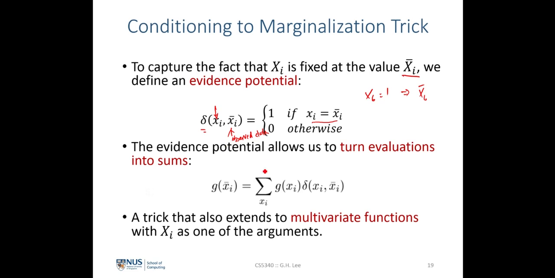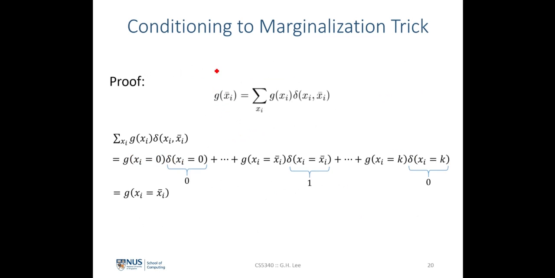And we'll rewrite this as g of xi bar equals the summation, the marginalization over xi, of the factor g of xi multiplied by the evidence potential of xi bar. This can be proven to be correct, where g of xi bar simply represents that g of xi is taking a state of xi bar, where xi is observed to be at a constant value of xi bar. And since we define this term as the marginalization over xi of g of xi multiplied by the evidence potential of xi bar, we can expand the summation in the usual way, where we sum this over all the possible states of xi.